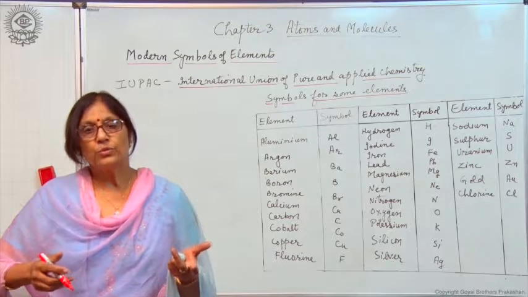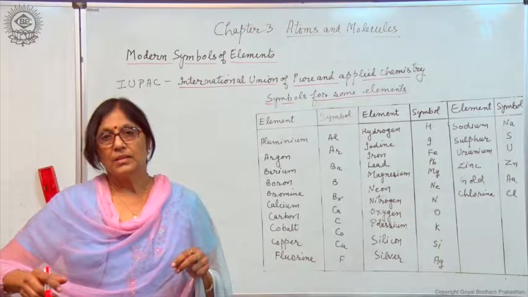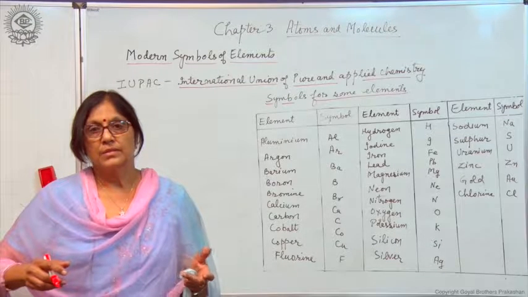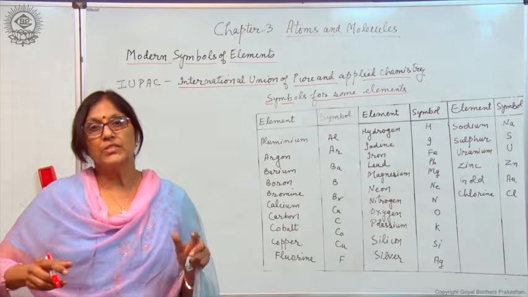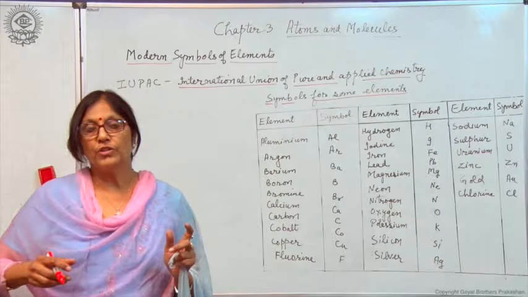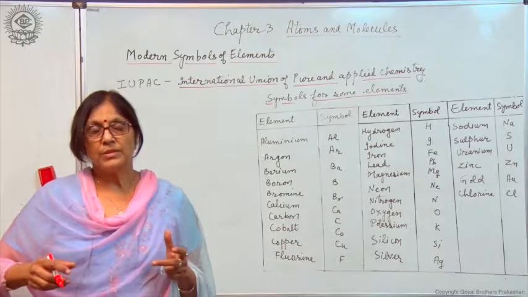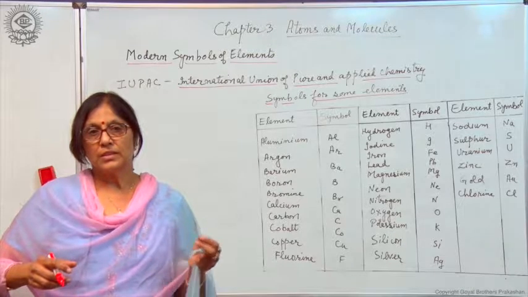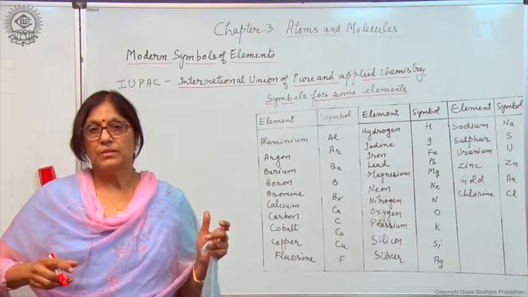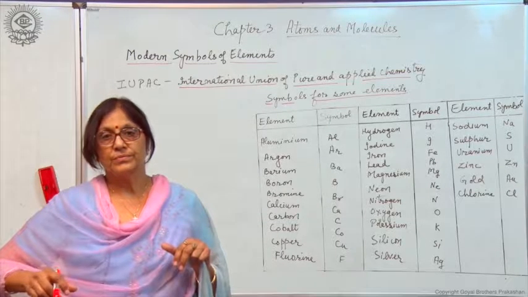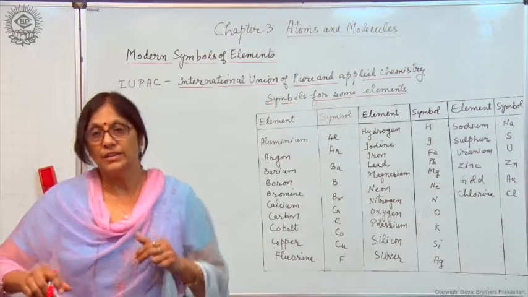Now it is easy to write the symbols in place of the name. So symbols were derived, and nowadays IUPAC, International Union of Pure and Applied Chemistry, approves the symbols. Now symbols are generally the first letter of the name of the element, or the first two letters, or maybe not the first two letters, or first and the third letter also sometimes.